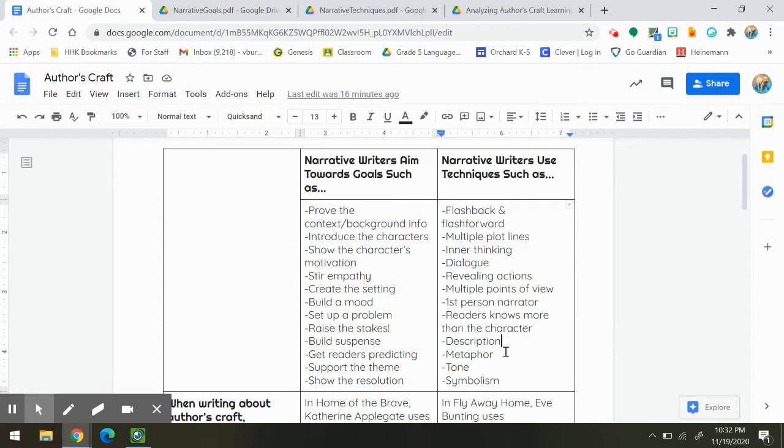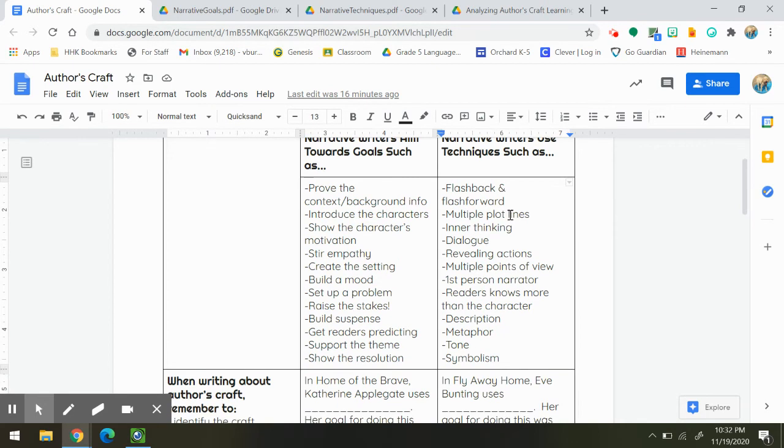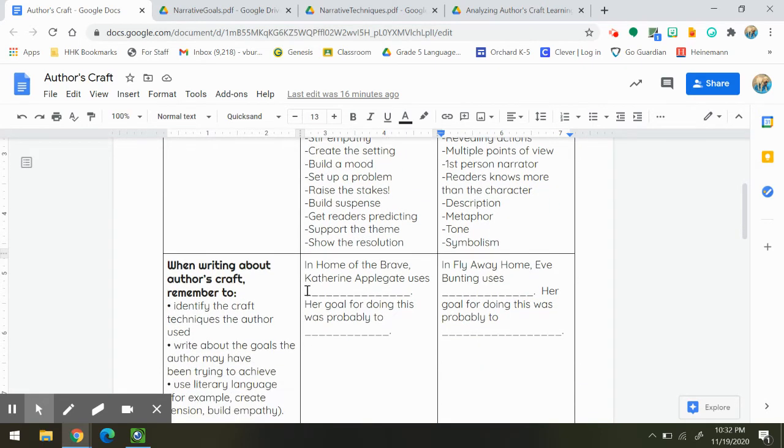Description, that could be. Symbolism. Oh, there's definitely symbolism, right? The cloth. So I'm going to pick this one. I'm going to pick flashback. Okay. So in Home of the Brave, Catherine Applegate uses flashbacks to show Keck's life back in Africa. These chapters are called sleep stories.